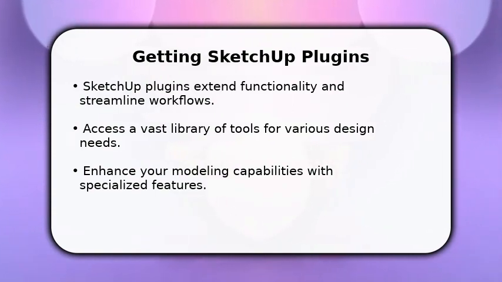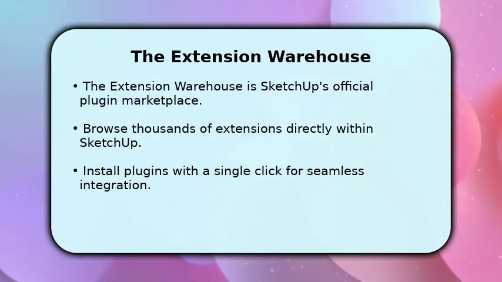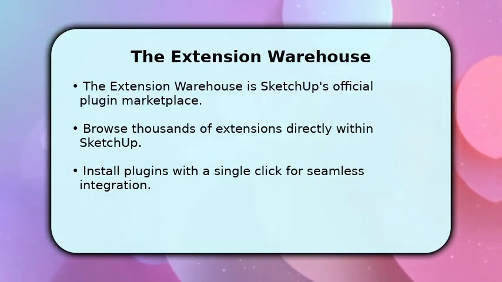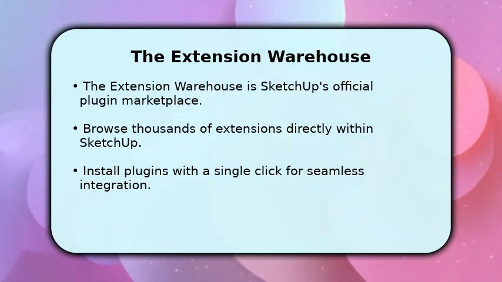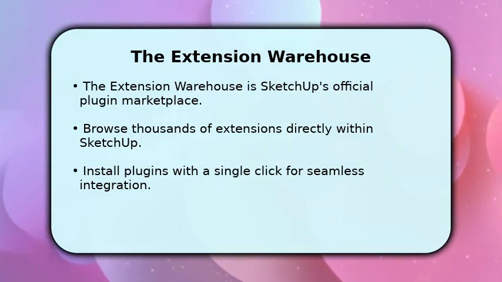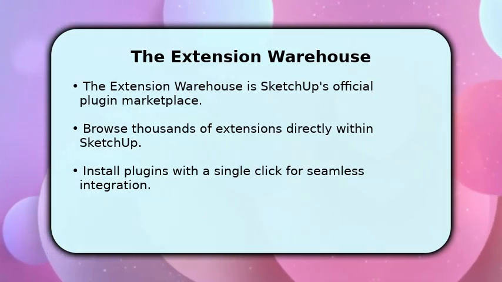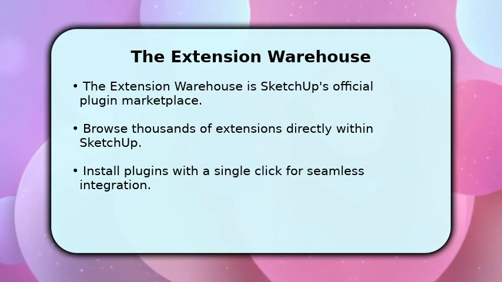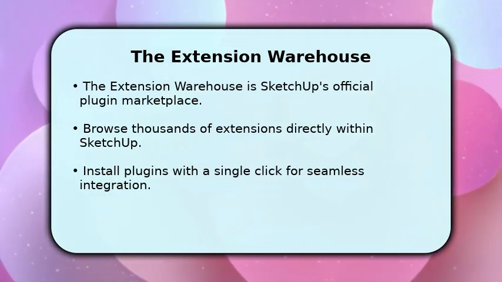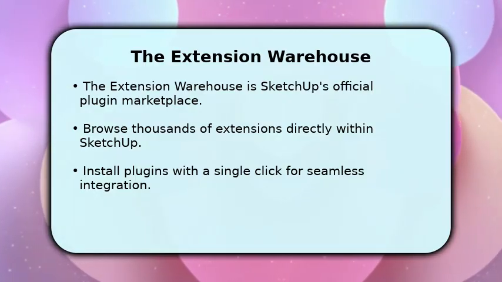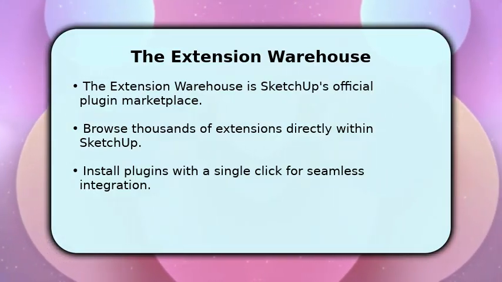significant margin. The primary method for acquiring plugins is through the SketchUp extension warehouse. This official marketplace is integrated directly into SketchUp, offering thousands of extensions developed by both Trimble and third-party creators. You can easily search, filter, and install plugins with just a few clicks, ensuring compatibility and often providing automatic updates. It's a convenient and reliable way to expand your toolkit.